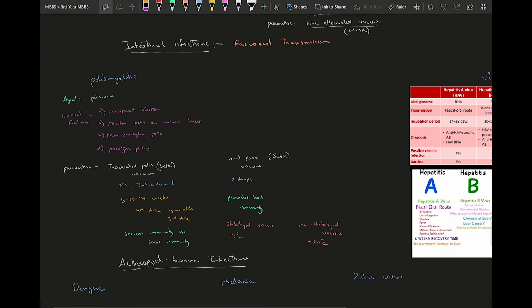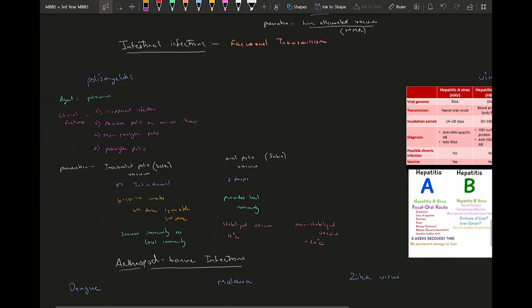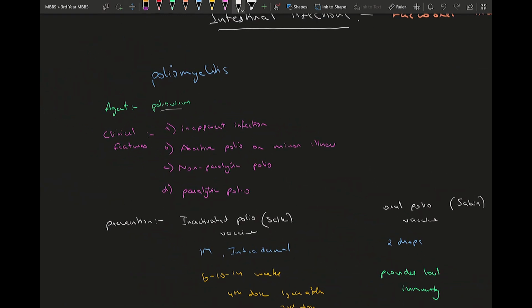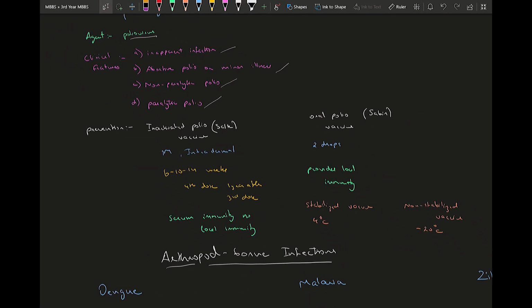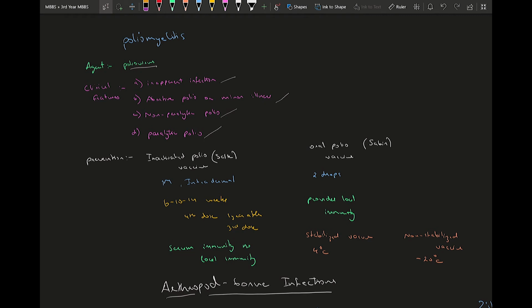Moving on to intestinal infections, two of them we will be covering: poliomyelitis and viral hepatitis. Poliomyelitis is caused by poliovirus. The clinical features are inapparent infection, abortive polio or minor illness, and then non-paralytic polio and paralytic polio. Polio causes paralysis, and children have a tetrapod kind of movement where they move around in a very vague manner. If you have time, go check out the clinical features on YouTube, very useful in the diagnosis of polio. More than the agent factors and all those things, you need to know about the prevention.